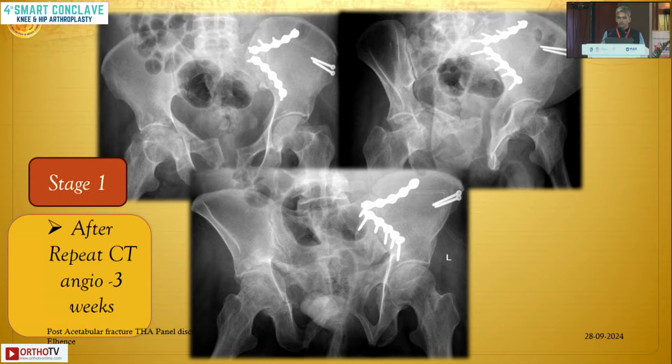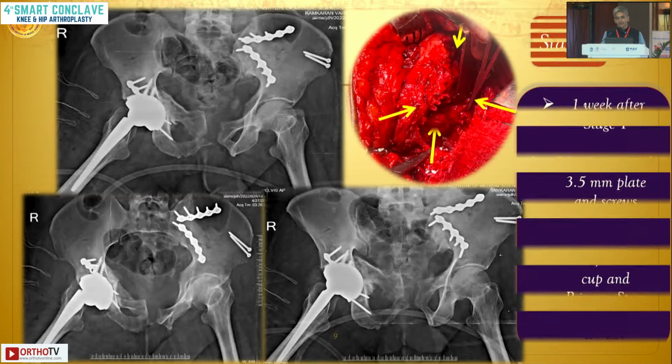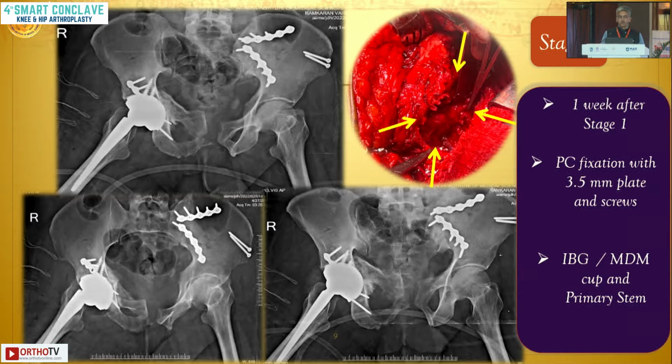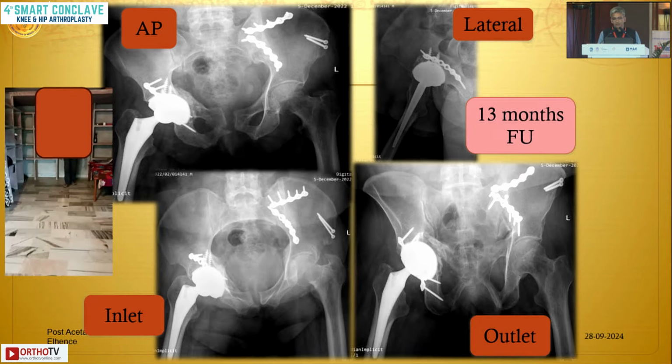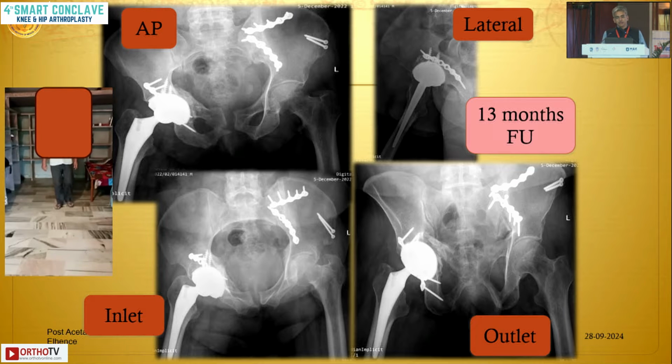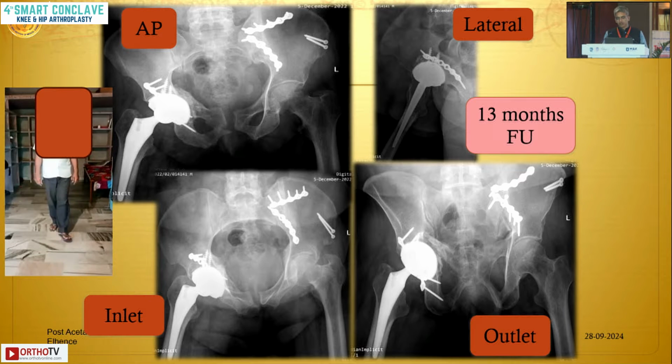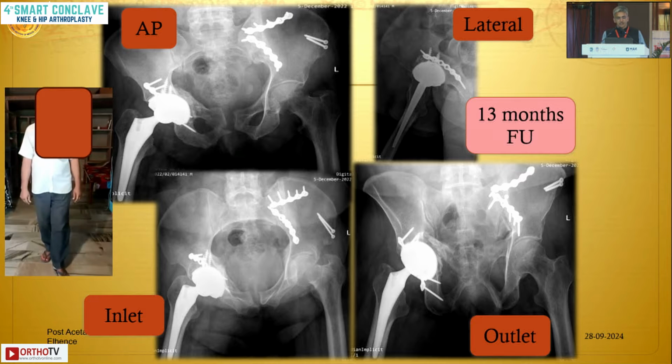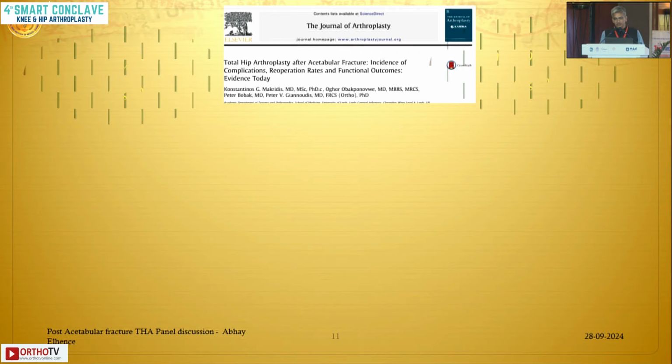So the first stage we fixed the SI joint disruption on the contralateral side, and then we went back in after a week to do a dual mobility with impaction bone grafting with fixation of the posterior column with plates and screws and a standard primary metaphyseal fixing stem. This is him at 13 months, walking well, fracture healed, the bone reformed, the bone stock reconstituted, and him very comfortable and doing activities of daily living.